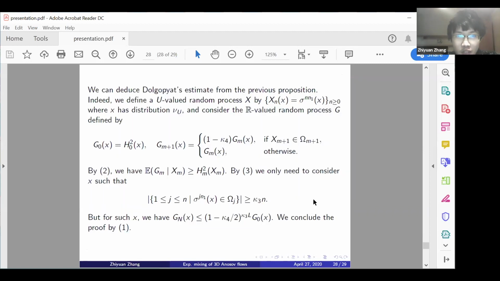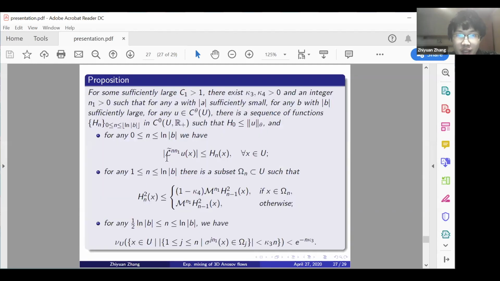The proof of this is basically to consider some random process defined as follows. You can show an estimate like this. Then you only need to consider x such that you run into this set very fast. Each time you run into it, g_{m+n} will be a bit smaller than g_m x. So if you run into it fast, it will be very small. So in the end, you can conclude by this. This is where you know the L2 norm of this is small.